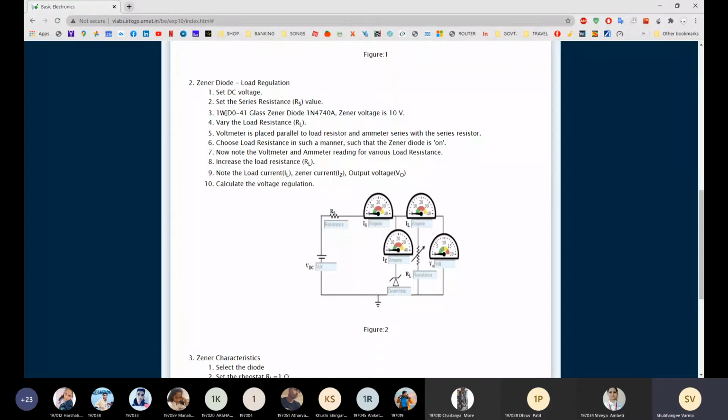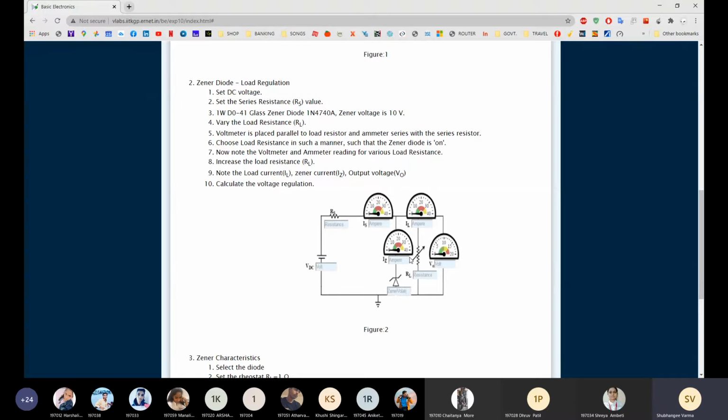Then the 1 watt DO-41 glass Zener diode, 1N4740A, has a Zener voltage of 10 volt. So here the Zener voltage is 10 volt. This is fixed, so here we are going to set 10 volt. Now vary the load resistance. Now we are going to change the load, so we vary the load resistance and check the load current IL.